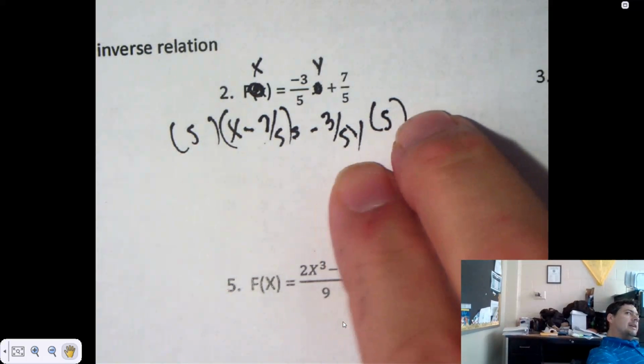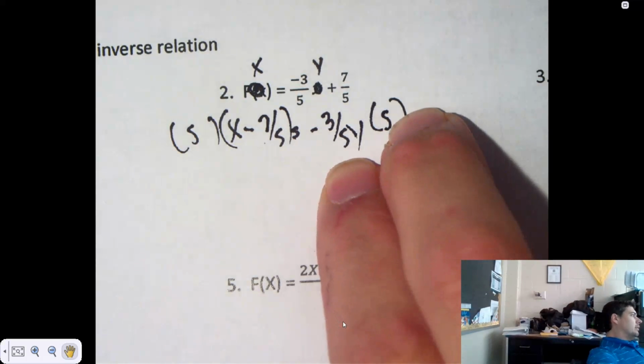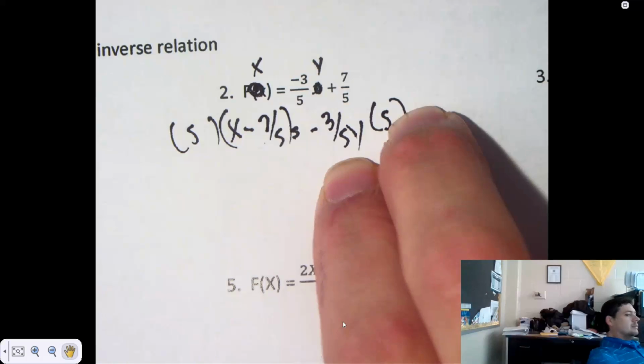If you multiply the right-hand side by a 5, what happens to 5 up high and down low? They cancel.